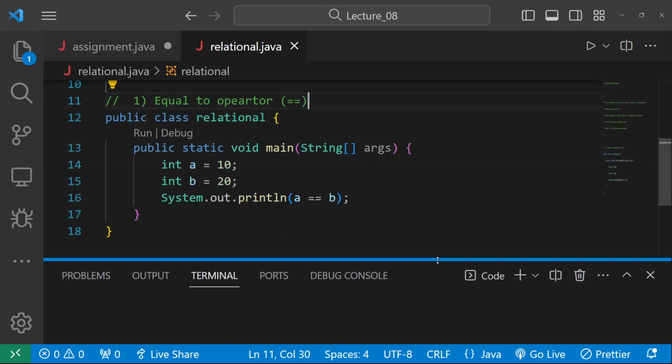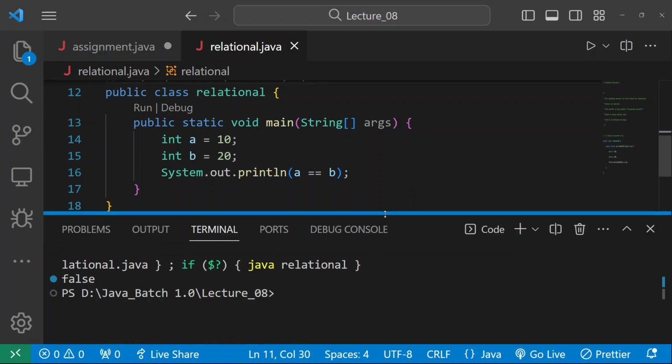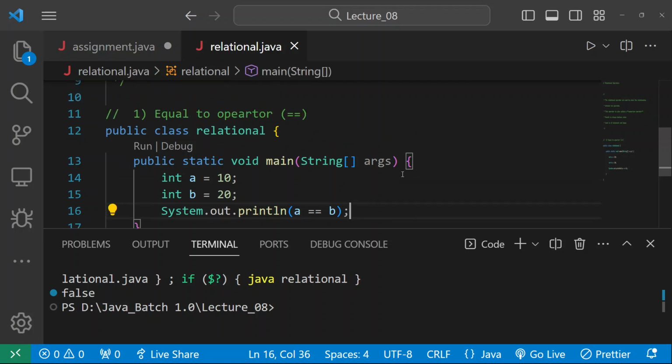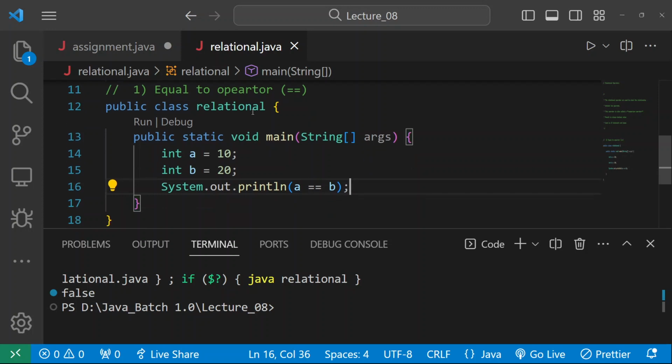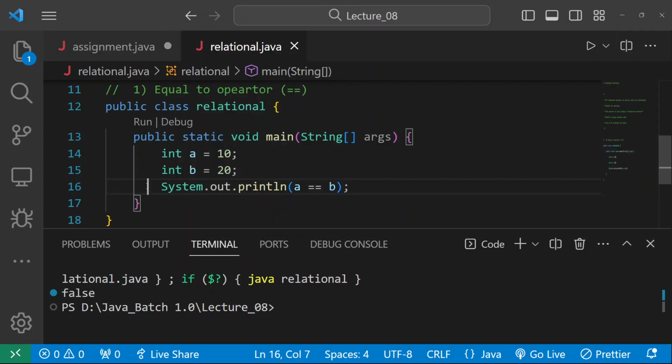So what result did I get? Anyone, please read it. What is the result I got? False. Yeah, the reason we got false, as clearly mentioned, is that if you are dealing with a relational operator, the result will be either true or false. In this case, 10 is not equal to 20, so we are getting the answer as false.